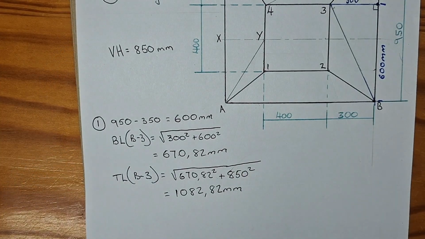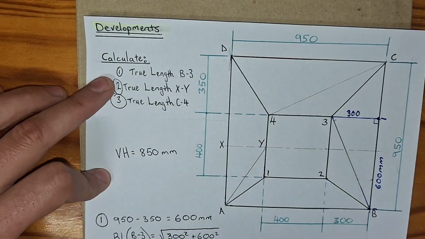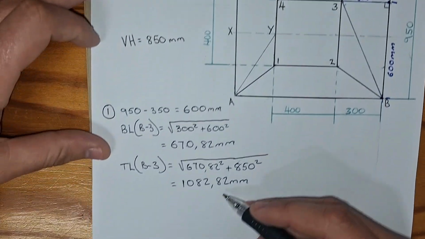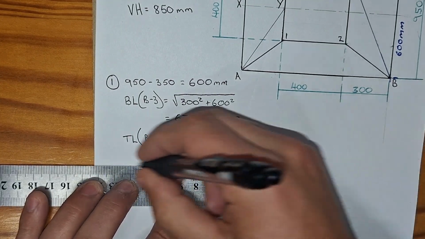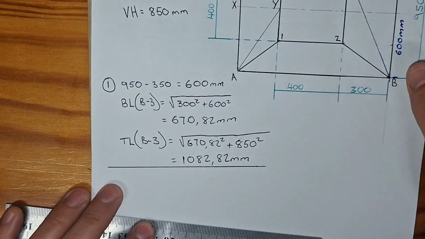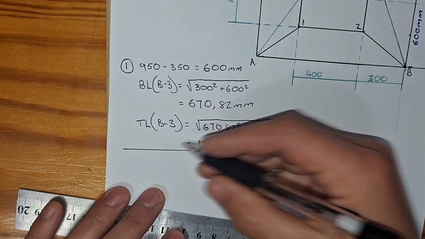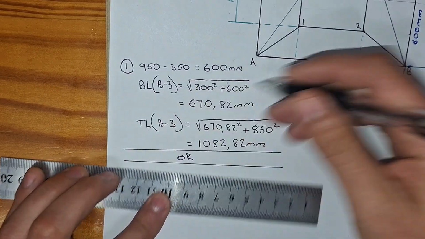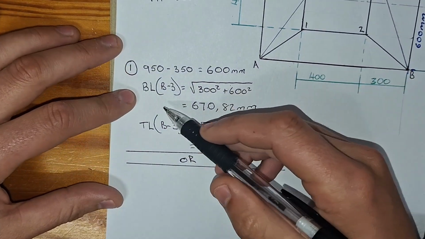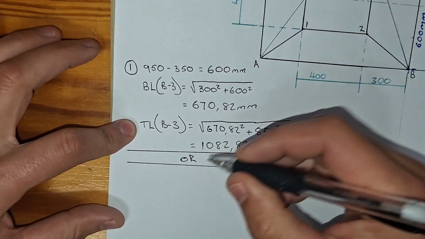Okay, so this will be the final answer for calculation number 1, but I would like to show you a shorter method of doing this calculation by combining these two Pythagoras theorems into one. Instead of first working out the base length, we will directly start calculating the true length.